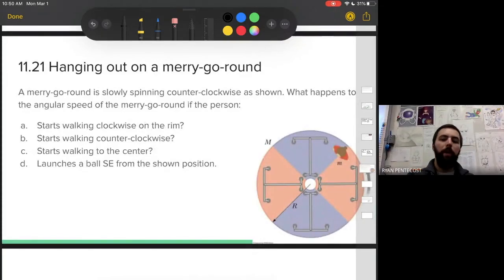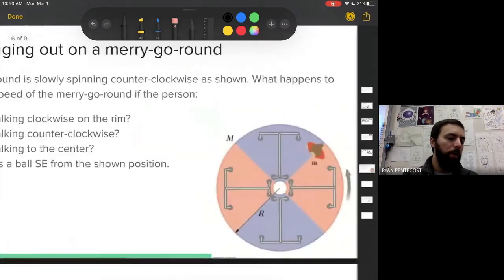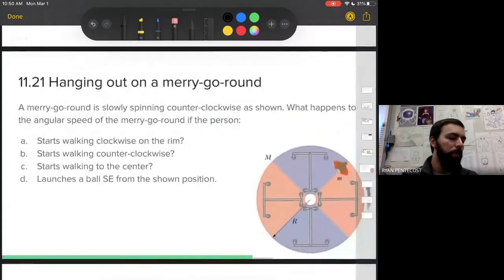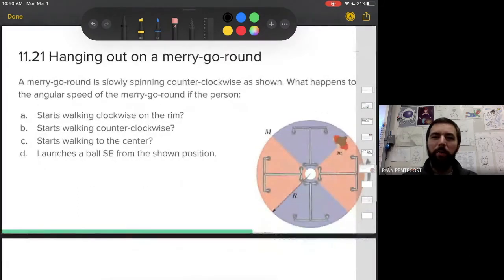Now, next problem: hanging out on a merry-go-round. The merry-go-round is slowly spinning counterclockwise as shown. You can see the arrow right there, counterclockwise as shown. What happens to the angular speed of the merry-go-round if the person A starts walking clockwise on the rim, B starts walking counterclockwise on the rim, C starts walking to the center, or D launches a ball southeast from the shown position? So this is going to kind of segue into our next concept, which is going to be conservation in a collision.